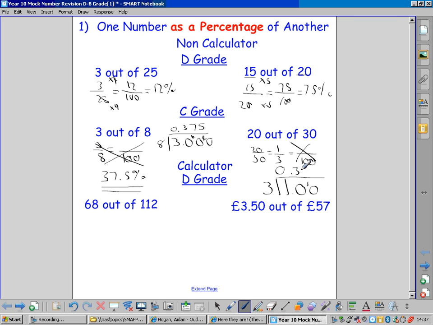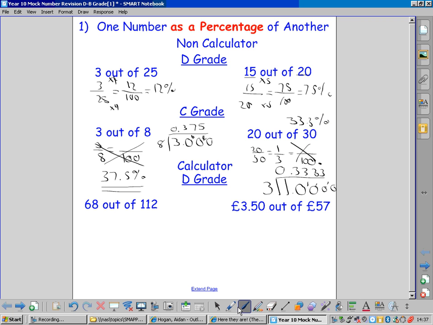Carry the 1. And then after a few times, you'll see that it's 0.3 recurring, which can be written with a dot there to show it goes on forever. Convert it to a percentage. Times it by 100. 33.3%.